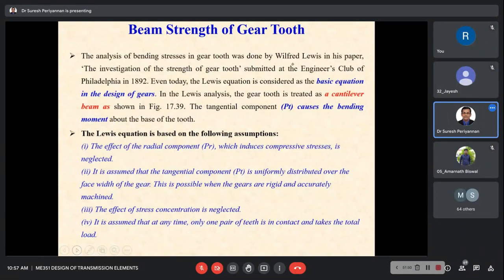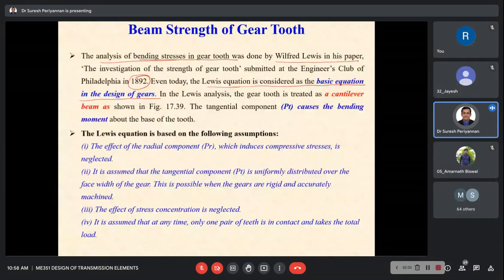This is Wilfred Lewis. He did research and published in his research paper the analysis of bending stress in gear tooth. He published this work in 1892. Till today, the Lewis equation, the Wilfred Lewis equation, we are using for gear design. Till today, the Lewis equation is considered the basic equation of gear design.